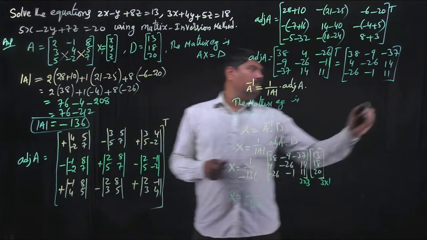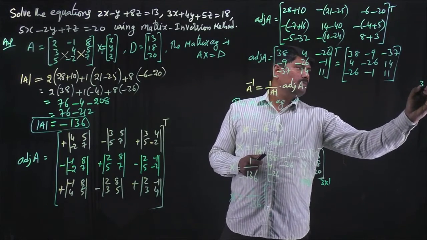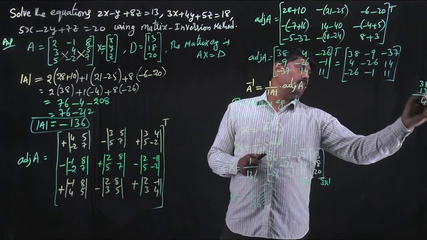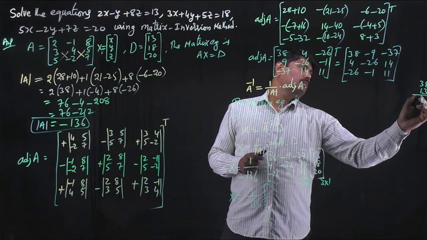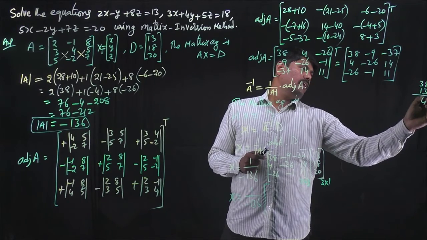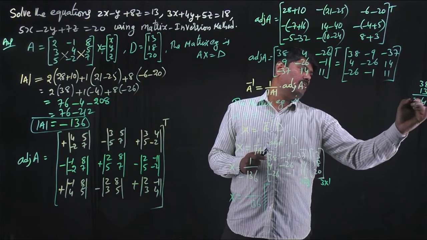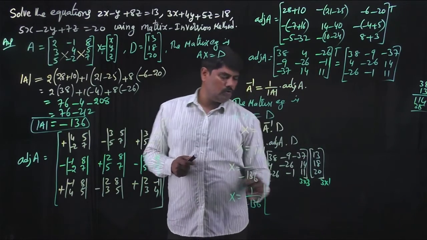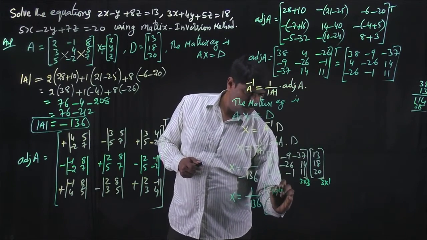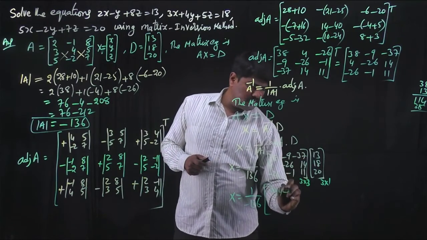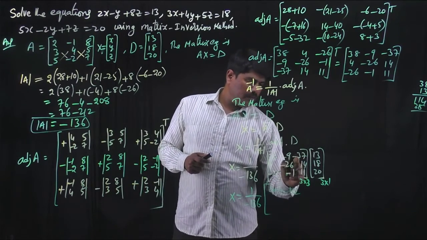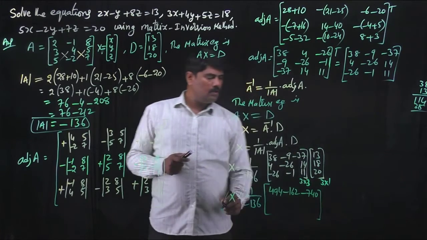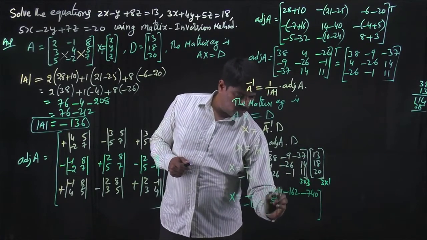38 into 13. Do the calculations here. 3 8s are 24, 39. 3 8s are 24, 3 3s are 9, 11, 38. So 494. Minus 9 into 18 is minus 162. Minus 37 into 20 is minus 740. 4 into 13 is 52.